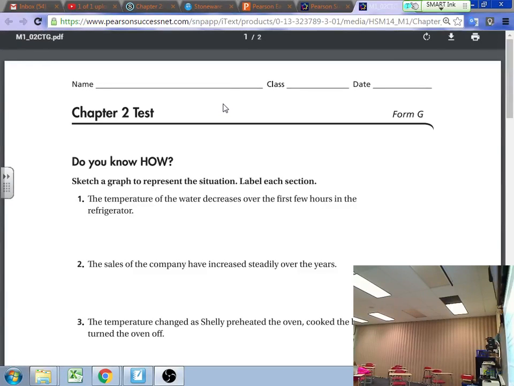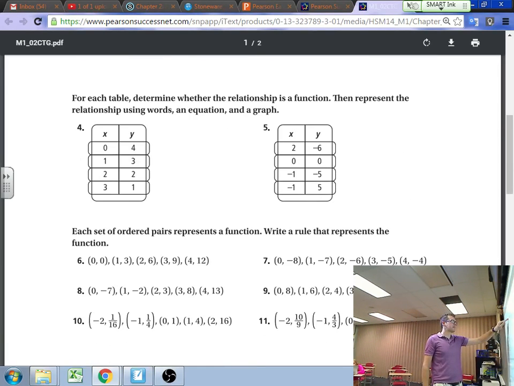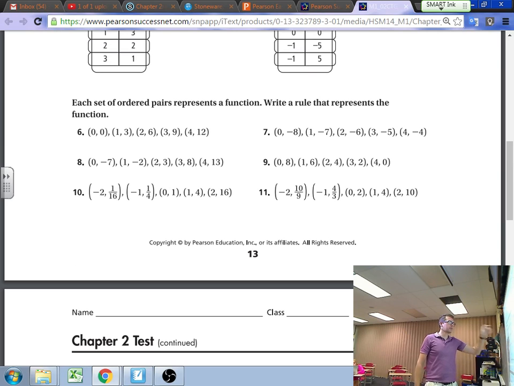Now we're going to look at some Chapter 2 review. You guys have the K form of the test. I'm going to look at the G form so that I'm not just straight up giving you answers. When we look at problems that just give you an ordered set of pairs, and we have to determine a relationship, I like to set up a table first. I'm going to zoom in a little bit more so I have some more space to work.